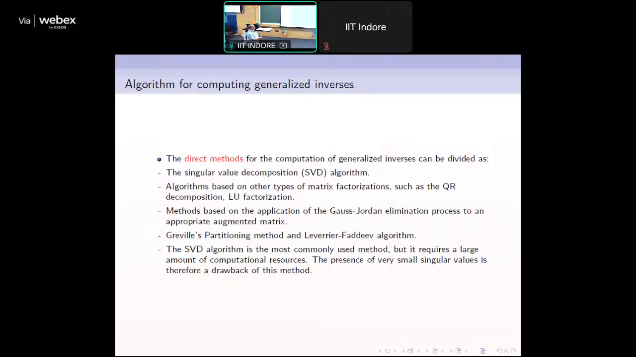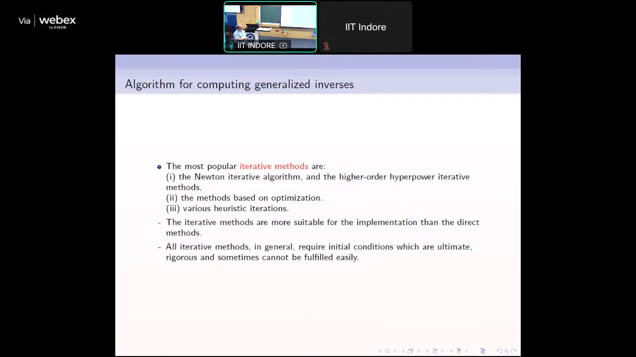Main direct methods are methods based on singular value decomposition, and methods based on other matrix decompositions, such as full rank decomposition and QR decomposition. Others are methods based on Gauss-Jordan elimination, and the Greville partitioning method. SVD is the main one and is typically used.